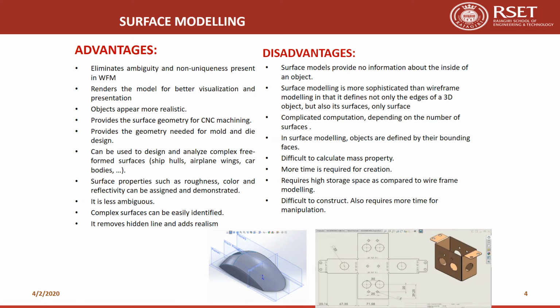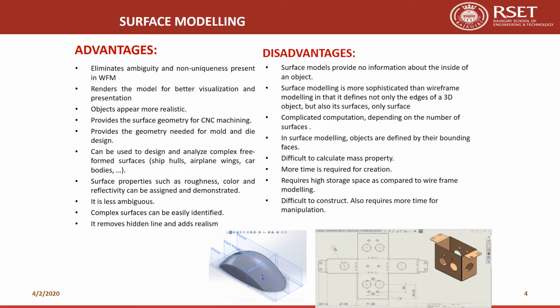Surface modeling, advantages and disadvantages. The advantages of surface modeling are: it eliminates the ambiguity and non-uniqueness present in wireframe modeling, renders the model for better visualization and presentation, the objects appear more realistic, provides surface geometry for CNC machining, provides the geometry needed for mold and die design, can be used to design and analyze complex freeform surfaces. Surface properties such as roughness, color, reflectivity can be assigned and demonstrated.